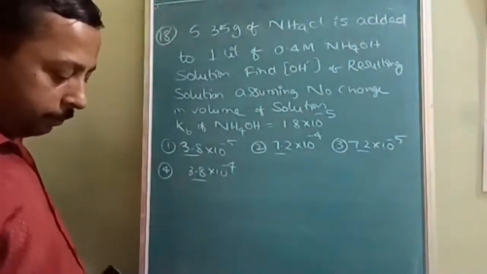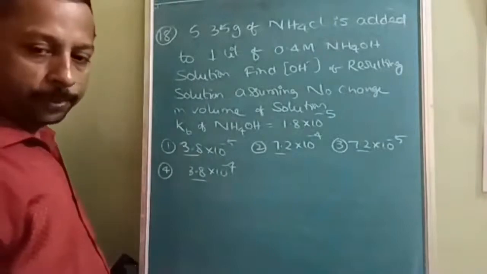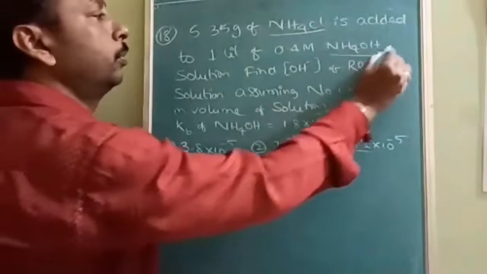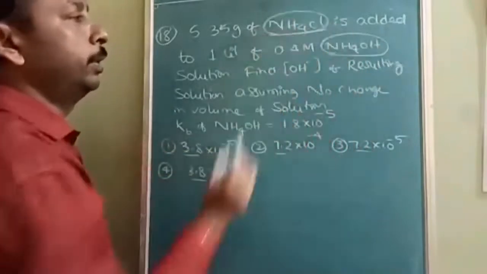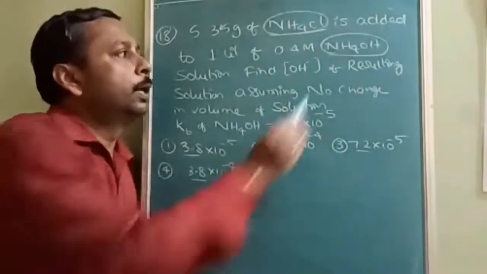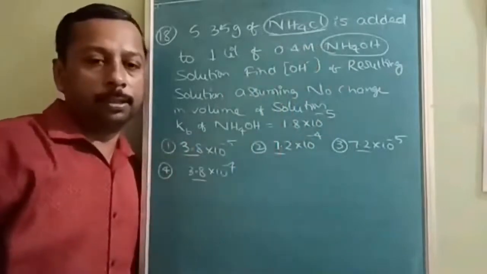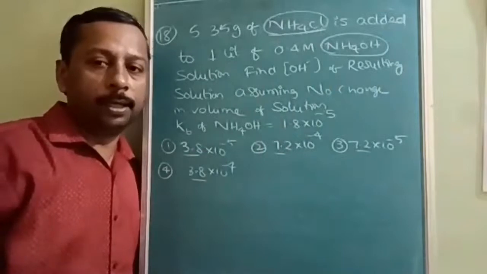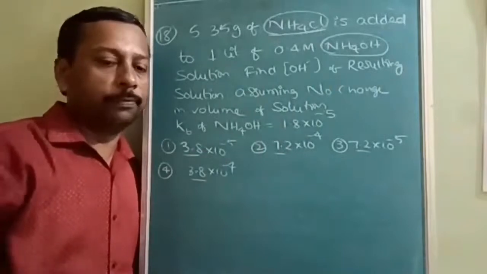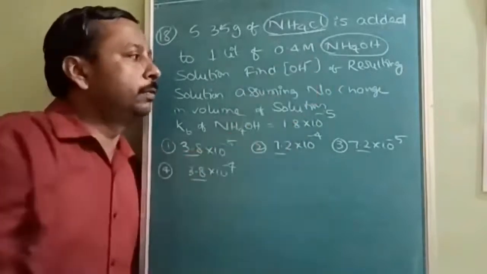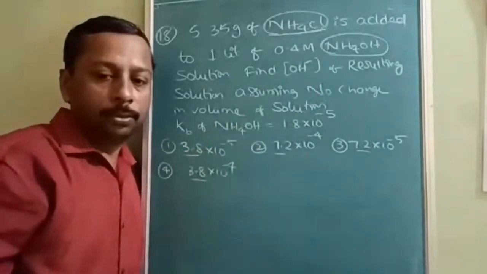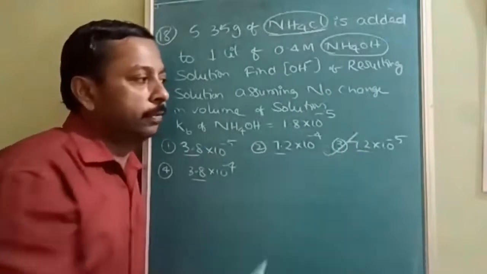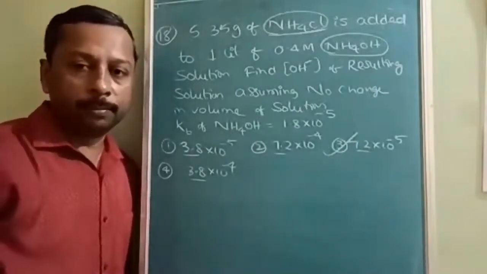First of all, the procedure everybody must know. What is the procedure? See, NH4Cl and NH4OH, two things are mixed: a weak base and the salt of the weak base with a strong acid. Does it strike your mind? You will use the Henderson equation, and all information relevant to it is already given. By substituting and simplifying, you will get the answer as 7.2 into 10 to the power of minus 5.